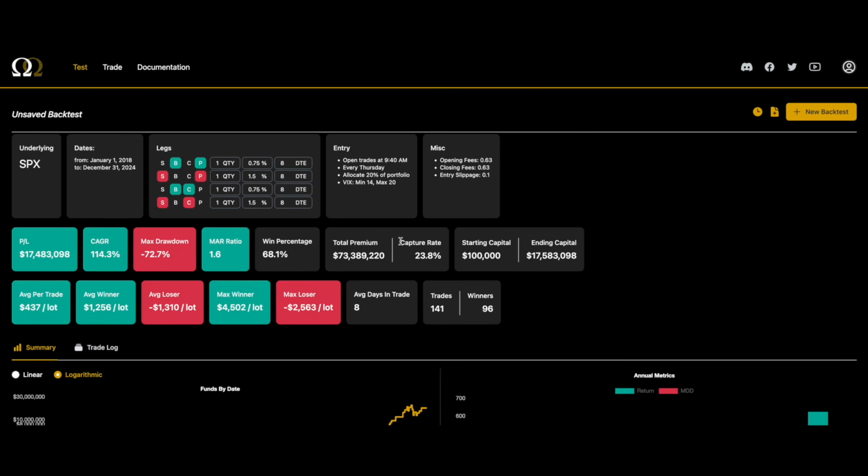Let's try to play with this and see. And by the way, I haven't even talked about this. I'm just using 10 cents entry slippage. You're not closing this at all. It settles where it settles. I'm using 63 cents for opening and closing, which there are brokers that have that. That's cheaper than a lot of people pay. I get that. We can change that.